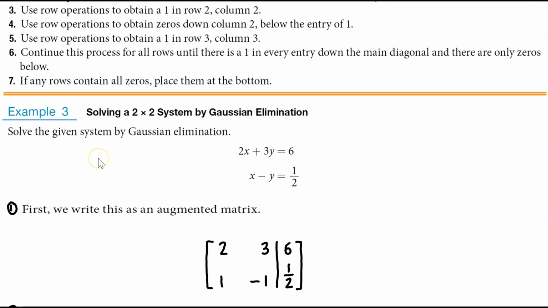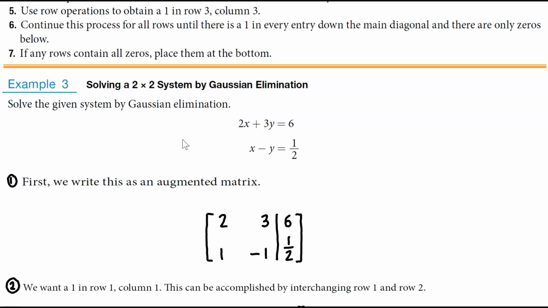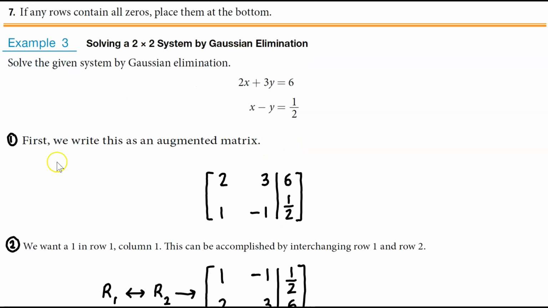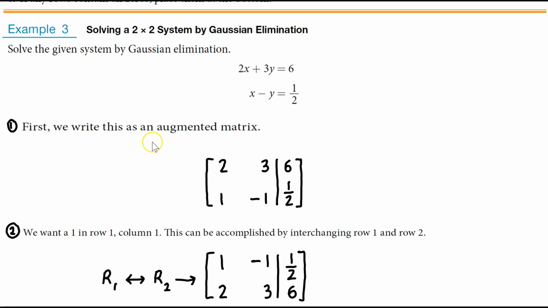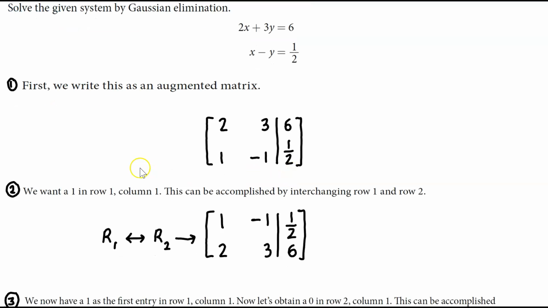So for example number 3, we want to solve a 2 by 2 system by Gaussian elimination. The 2 by 2 system is 2x plus 3y equals 6. The second equation is x minus y equals 1/2. The first thing we want to do is write this as an augmented matrix. Here are the coefficients. The first column represents x, the second column is y. So we have 2, 3, and 6, 1, -1, and 1/2.